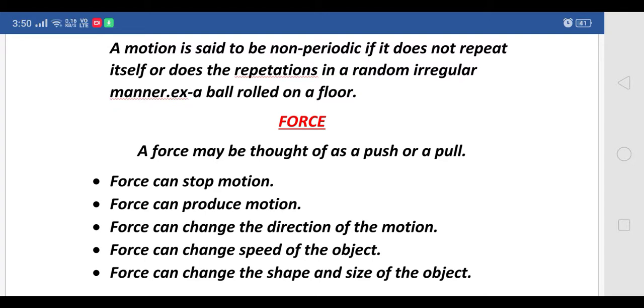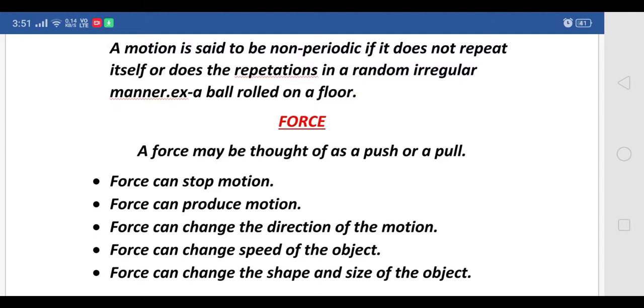Force can change the speed of the object. When you pedal the cycle, it can move fast with applying force. And the example of the cricketer is also the example of that the force can change the speed of the object. Force can change the shape and size of the object.